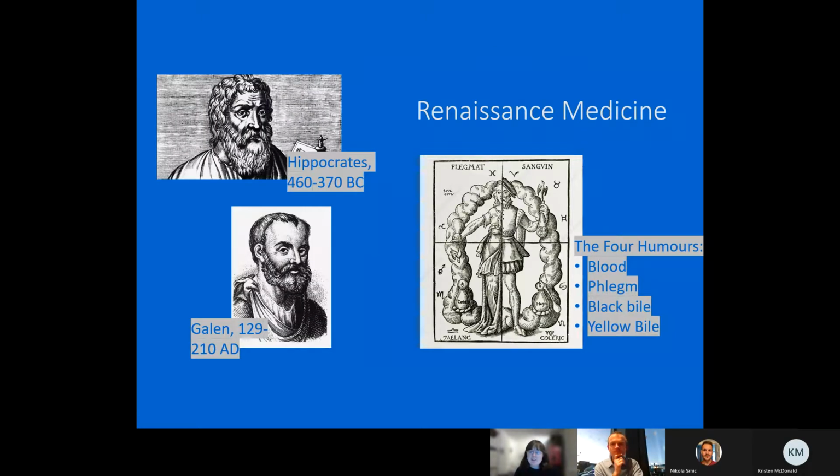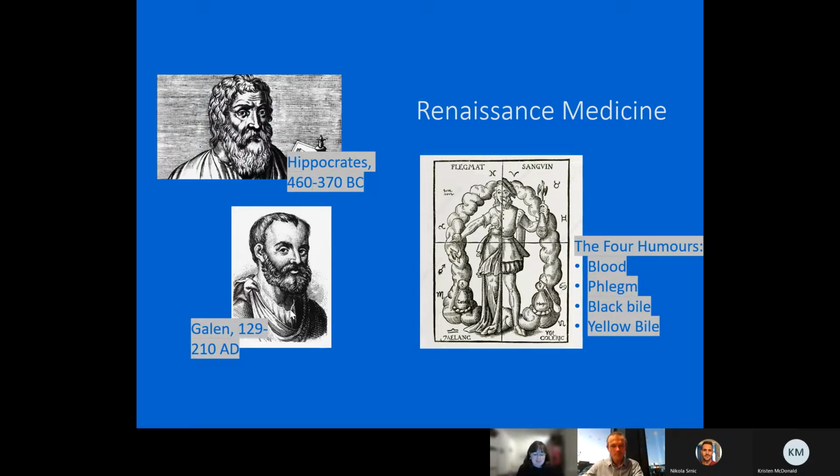So medicine in the Renaissance was also typified by this going back to how classical writers had thought about the body and thought about medicine. So the two big classical writers that were unearthed in this period were Hippocrates, who lived in ancient Greece, and Galen, who lived in ancient Rome. You may have heard Hippocrates before referred to as the father of modern medicine.